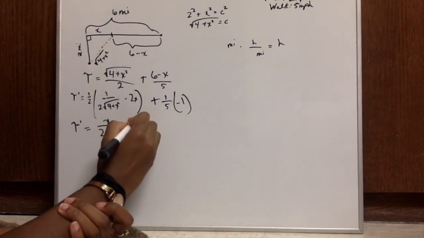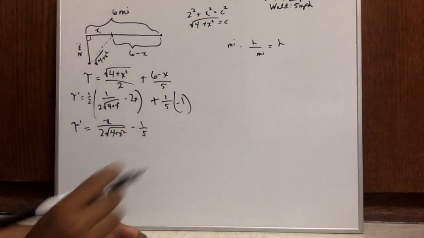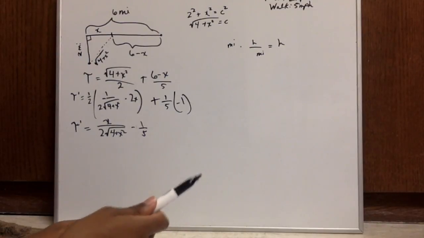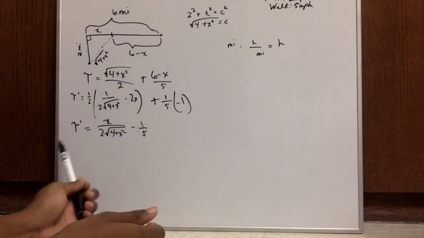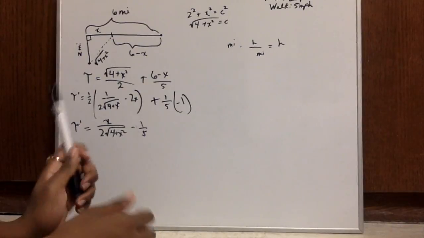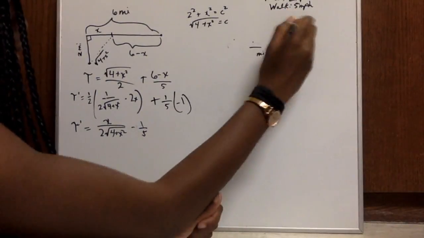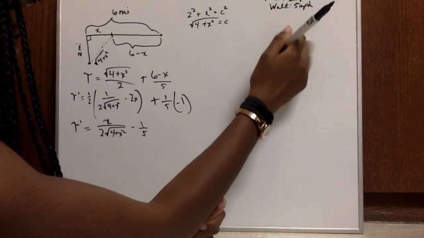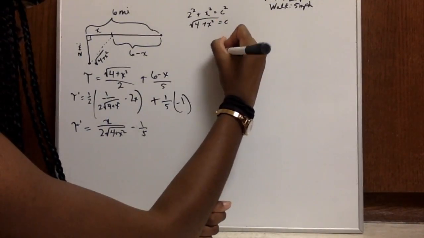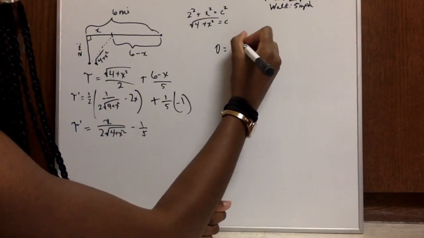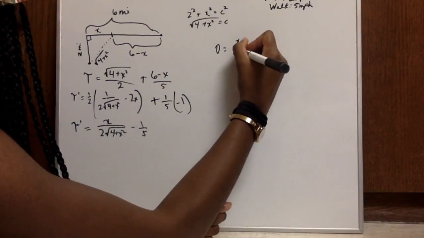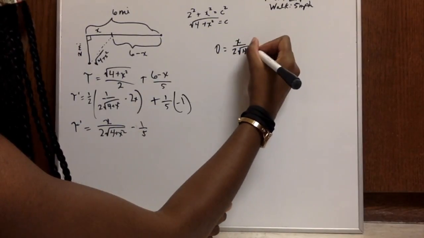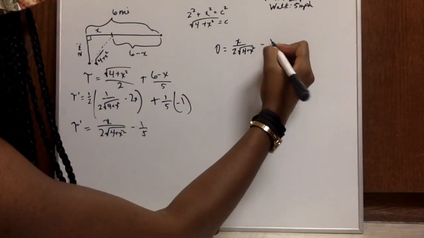minus 1/5. So here we have our derivative, and when we're trying to find the minimum value of this t, we're going to set this derivative equal to 0. So I'm going to carry that out over here. So we're going to have 0 is equal to x over 2 radical 4 plus x squared minus 1/5.